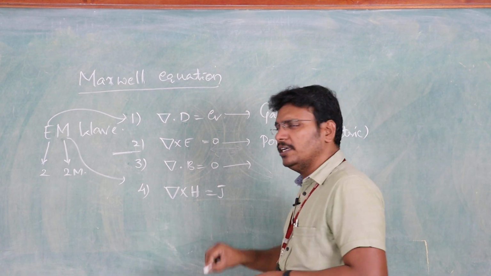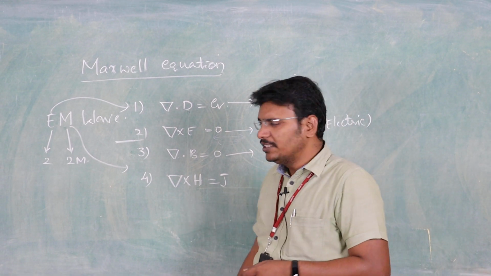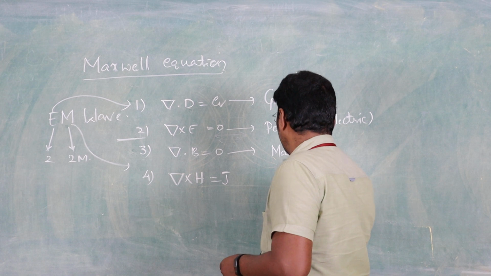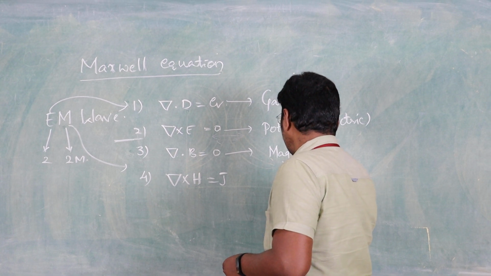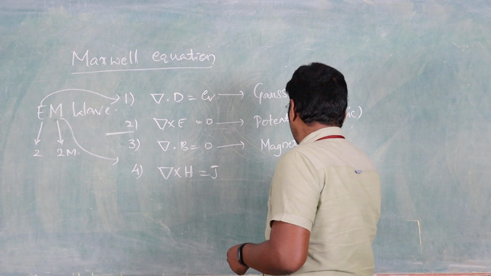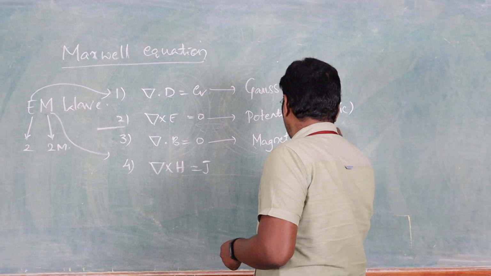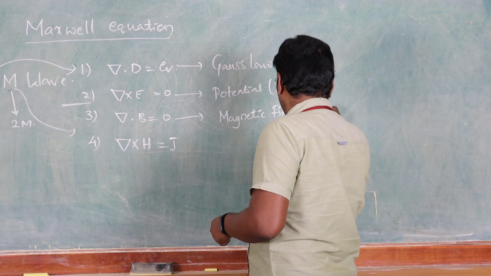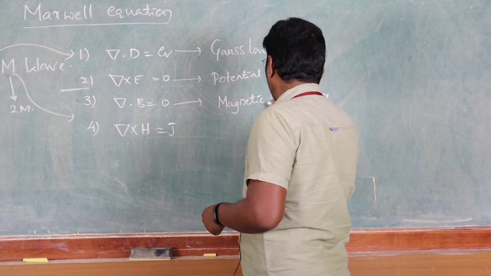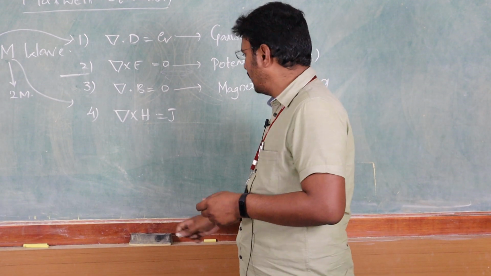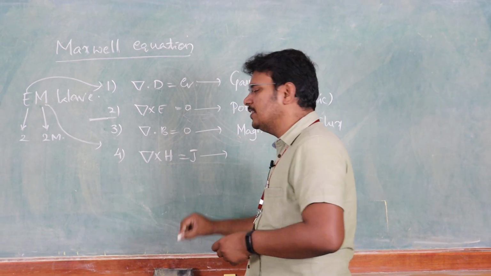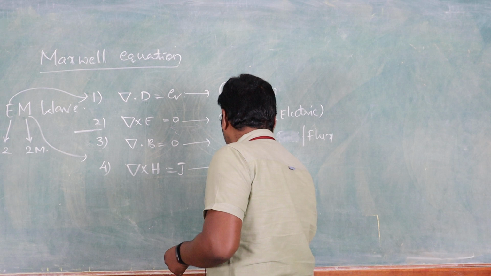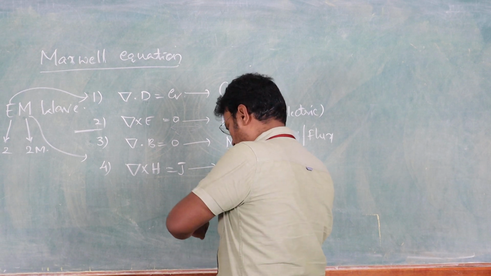And next, the third one, del dot B is equal to 0. This is from the concept of magnetic field, or else magnetic flux. And the last one is del cross H is equal to J. How we are deriving this one is by using Ampere's law.